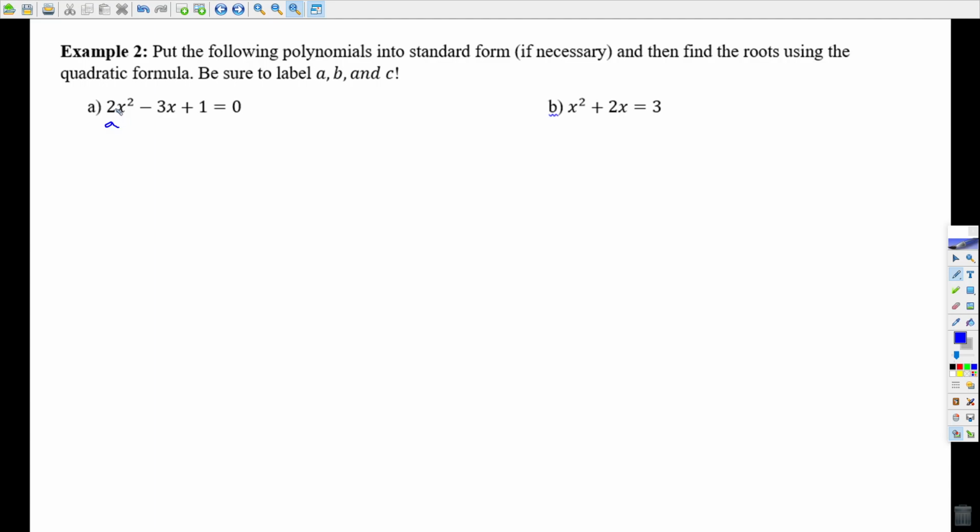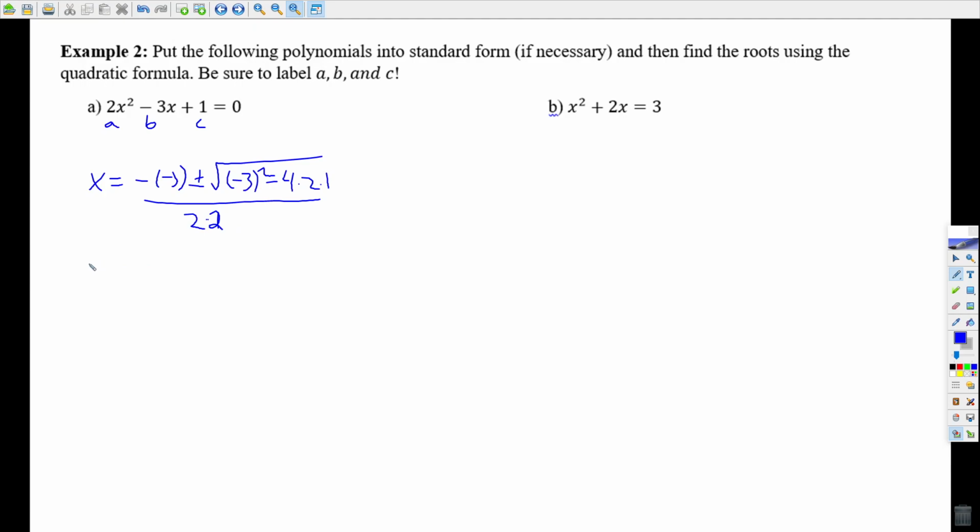So 2x squared, we have a is 2, b is -3, c is 1. You just have to memorize the quadratic formula. It's negative b, so it's -3. That will turn to positive, plus or minus the square root. B squared is -3 squared. Make sure you put in parentheses. Minus 4 times 2, which is a, times c, which is 1. All over 2 times a, which is 2.